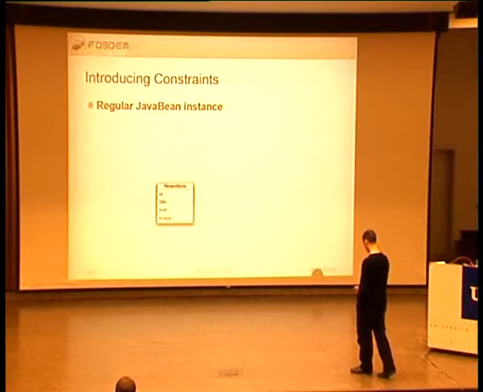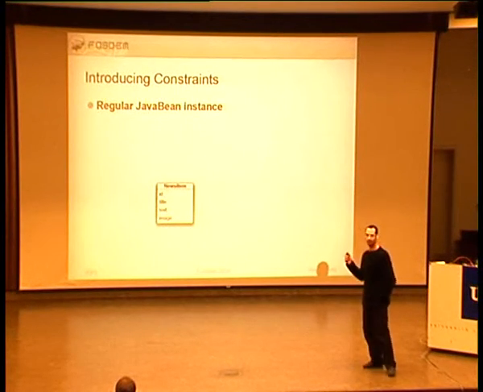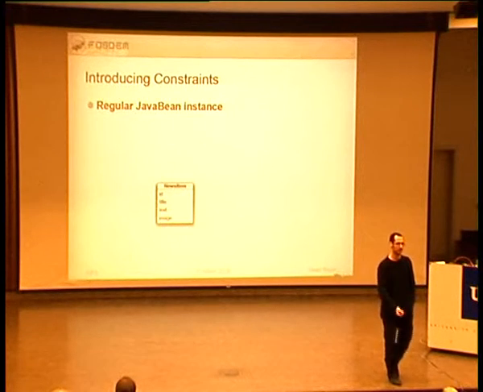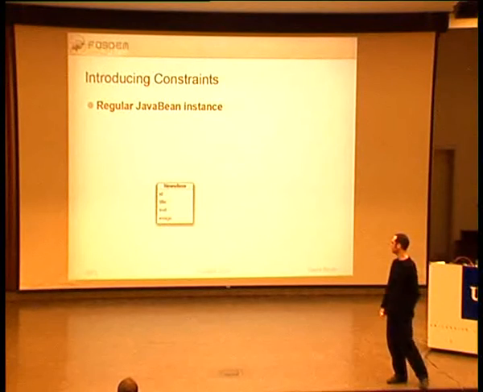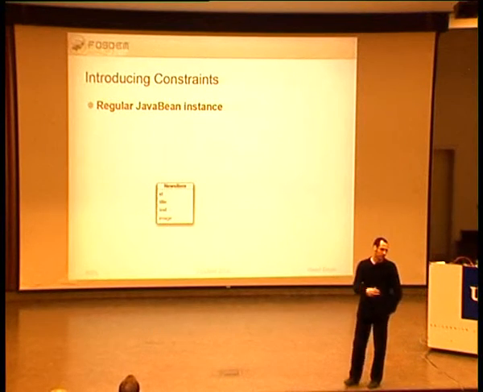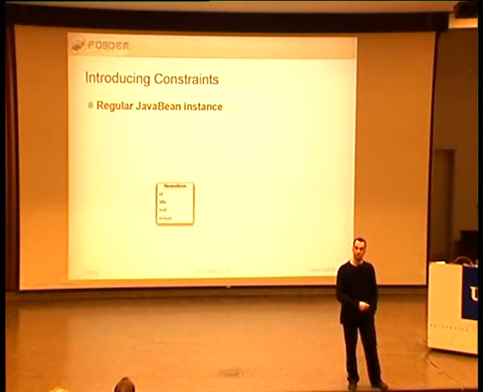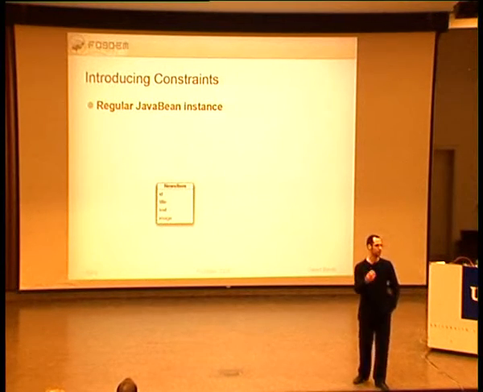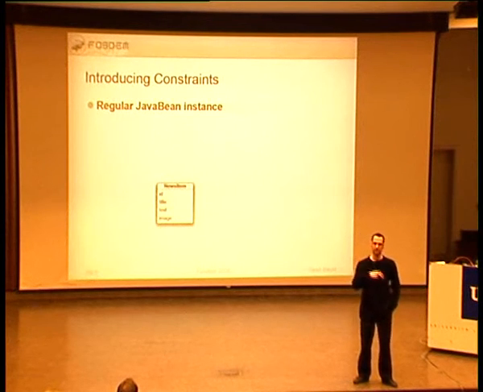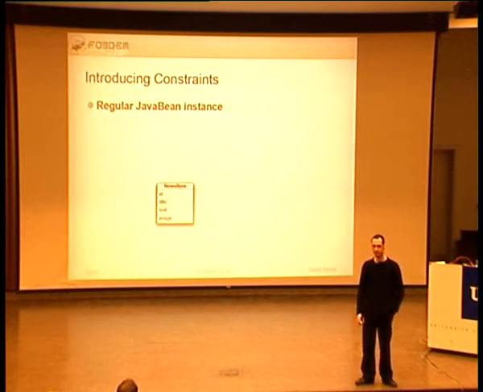So this is a regular Java bean instance. I've got a news item. And it's got an ID to identify it instead of identifying it textually. It's got a title, which is just a regular string. It's got text, which has to be XHTML, because I want to write a nice news item. I want to be able to format it. And I have an image that can be attached to it that will be displayed.